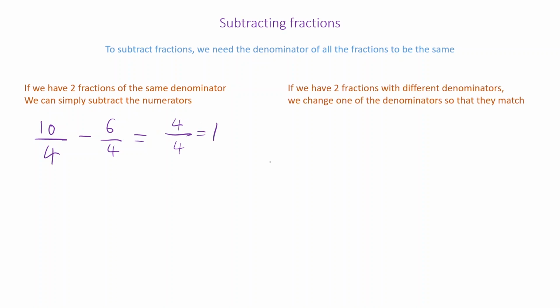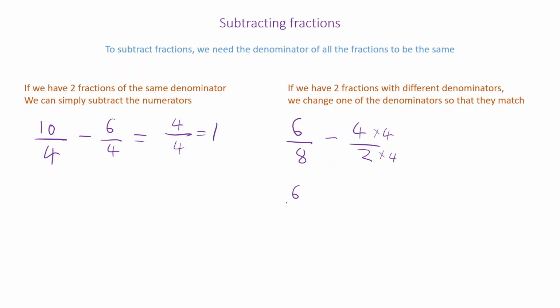But what if we have two fractions with different denominators? We change one of the denominators so both of them match. For example, 6 over 8 minus 4 over 2. Now we can multiply the right fraction's numerator and denominator by 4 so that we have the same denominator.